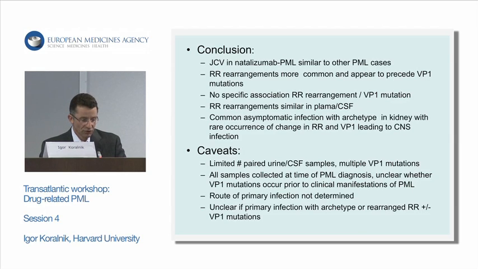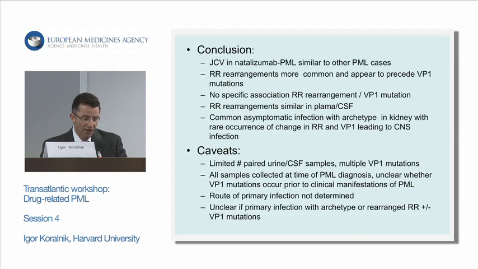Again, when you try to give a slightly critical reading of this manuscript, I think it was a good start. Again, we have a limited number of paired urine and CSF samples, obviously in this limited population, where we have multiple VP1 mutations. All samples were collected at the time of PML diagnosis, obviously, and therefore it's unclear whether the VP1 mutations occur prior to the clinical manifestation of PML.